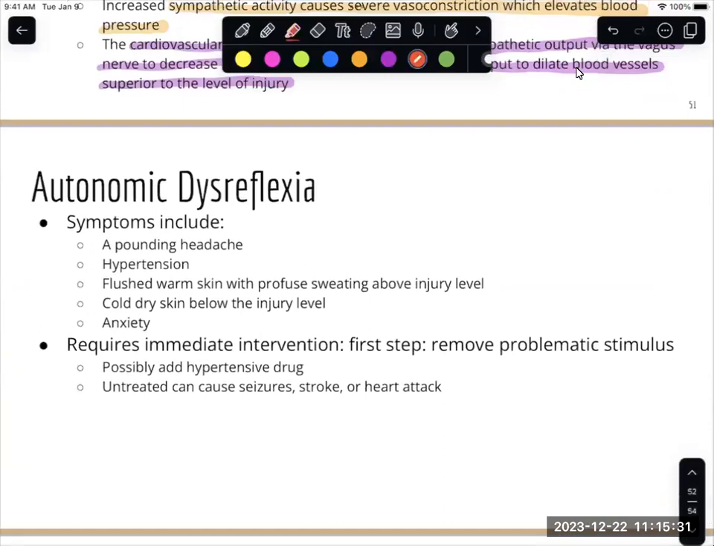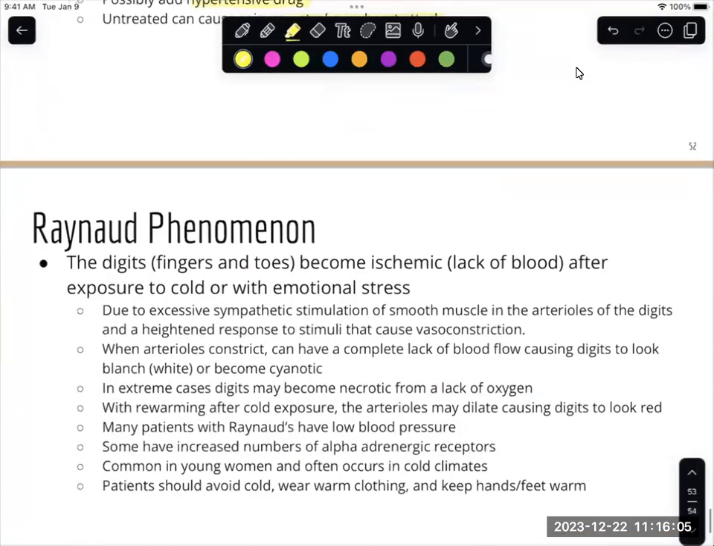These people usually have a pounding headache, high blood pressure, warm skin with a lot of sweating above the injury, and cool skin below. They have some pretty high anxiety as well. The first thing they have to do is remove that stimulus, that hypertensive trigger. If it's left untreated, these people can have seizures, stroke, or a heart attack just because of all of these symptoms that are being caused.